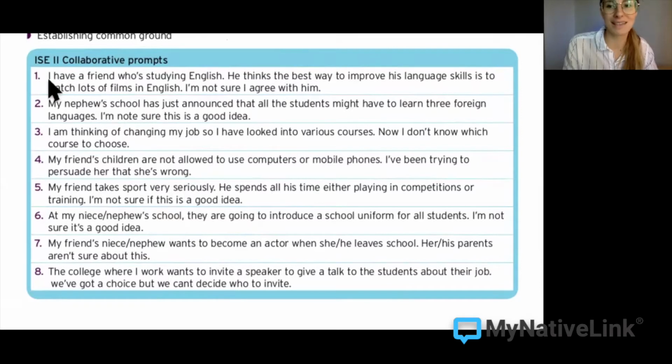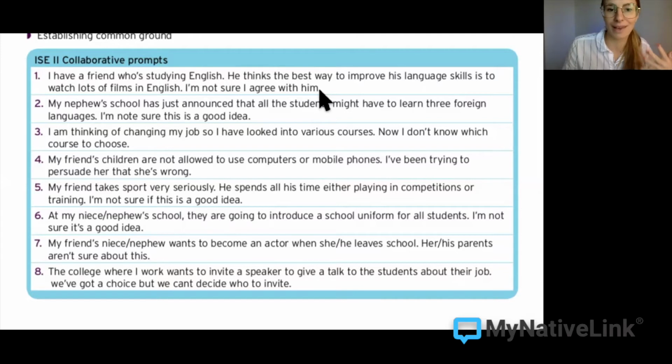For example, the examiner might say, "I have a friend who's studying English. He thinks the best way to improve his language skills is to watch lots of films in English. I'm not sure I agree with him." So as you see, this idea is incomplete. He's saying his friend wants to study English by watching films, and he thinks it's not a good idea. But for example, you don't know why he thinks it's a bad idea.